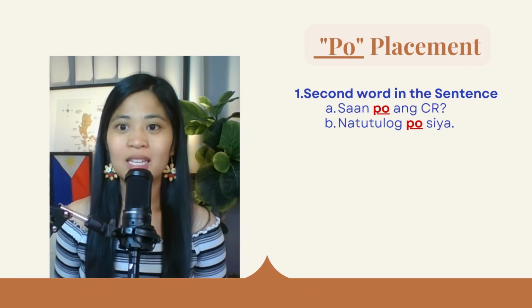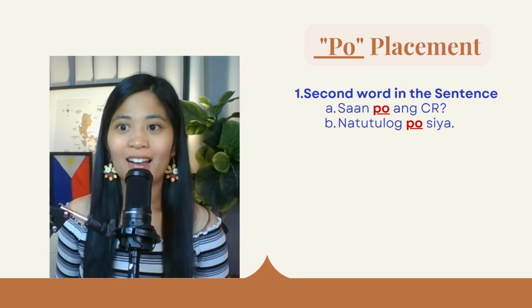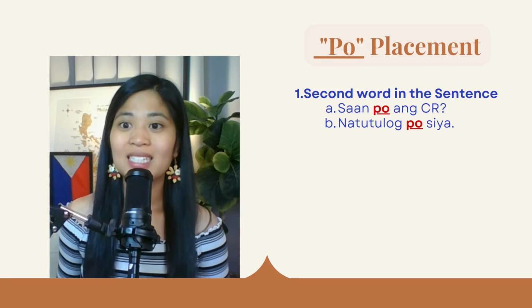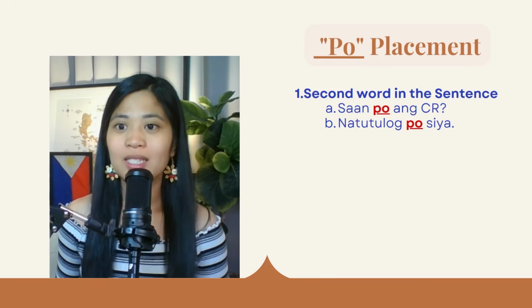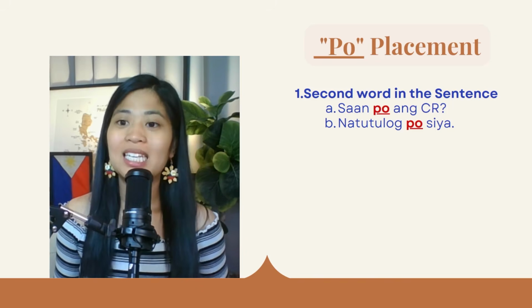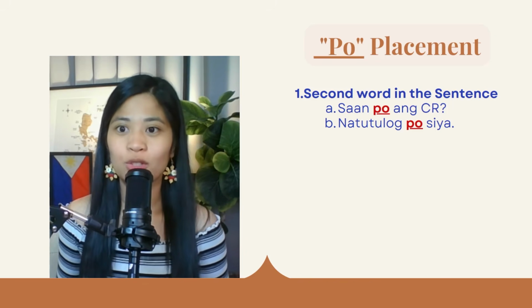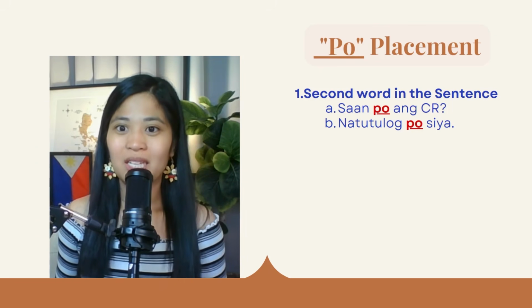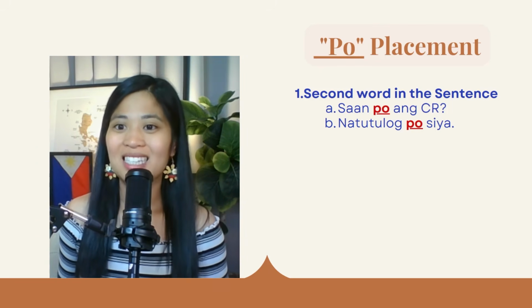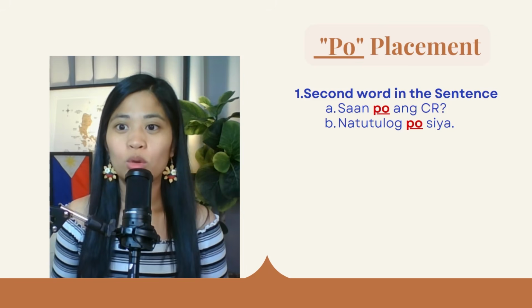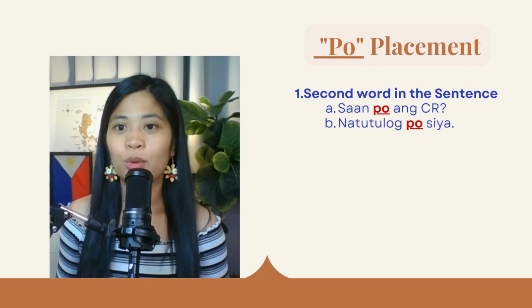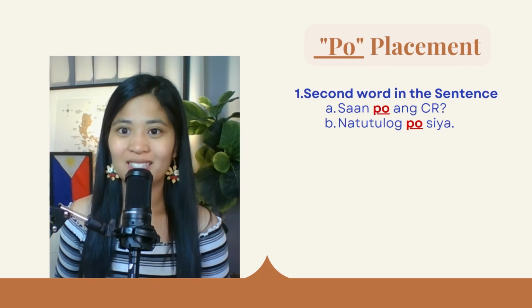Another example is natutulog po siya. Natutulog means sleeping. Po is a sign of respect. Siya means he or she. It's gender neutral. So we would have to find more of the context clues about this phrase. But this essentially means he or she is sleeping. Natutulog po siya. Again, po is the second word in this phrase.